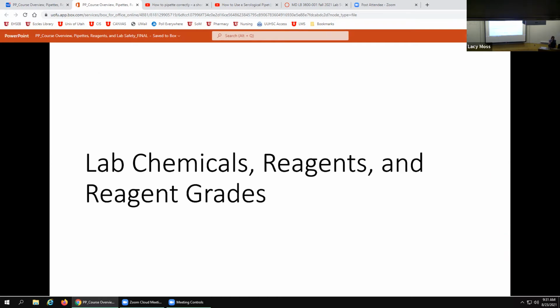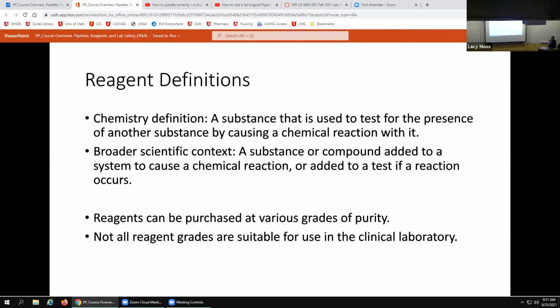All right, chemicals, reagents, and reagent grades. This is where it's going to get even more interesting. All right. Chemistry definition of a reagent: a substance that is used to test for the presence of another substance by causing a chemical reaction. Or in the broader scientific context, a substance or compound added to a system to cause a chemical reaction or added to a test to see if a reaction occurs. So basically, it's the chemical stuff we're using to test for our analyte of interest. So that's the reagent. Water is considered a reagent.